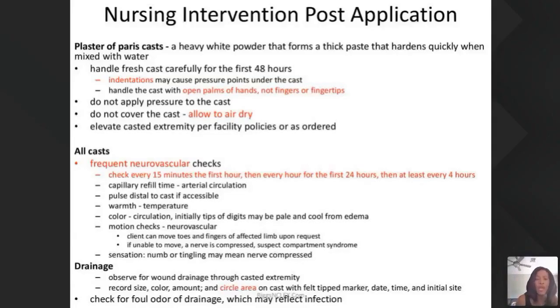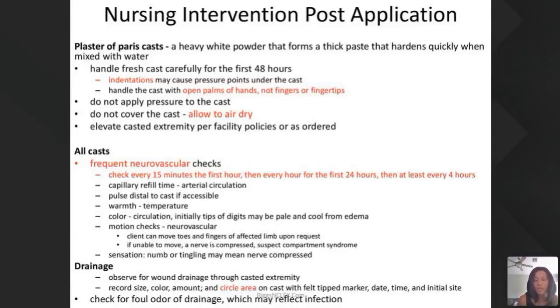Have them open and close the arm, depending on the type of cast they have. Also, allow air dry. We don't force these. And once it dries, teach them not to stick anything in there, right? The blow dryer is a great way to prevent that itchiness and to dry it.